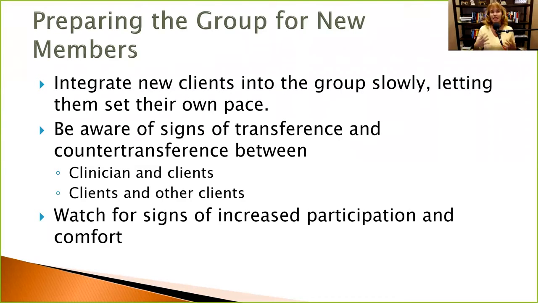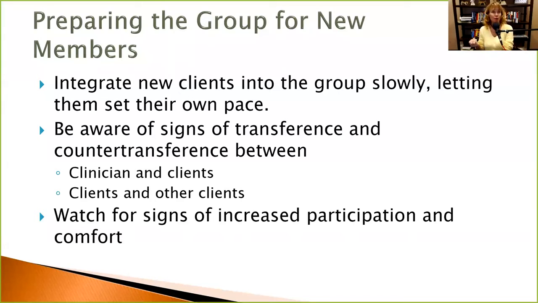But in an ideal situation, you want to integrate new clients into the group slowly, letting them set their own pace. It's kind of like introducing somebody. If you bring a significant other home to meet your family, you want to prepare your family for it, and you want to prepare the significant other for it, because a group ideally is going to create a community or a family type microcosm.